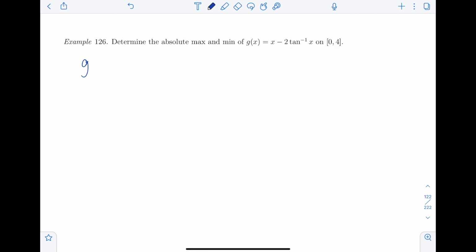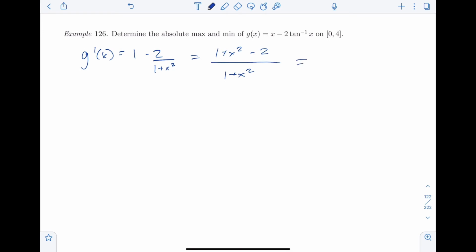And so is x. So g prime is going to be 1 minus 2 over 1 plus x squared. So the derivative of arctan is 1 over 1 plus x squared. And it might be good to combine some like terms here. So I get 1 plus x squared minus 2 over 1 plus x squared. The top I get x squared minus 1. The bottom I get x squared plus 1.